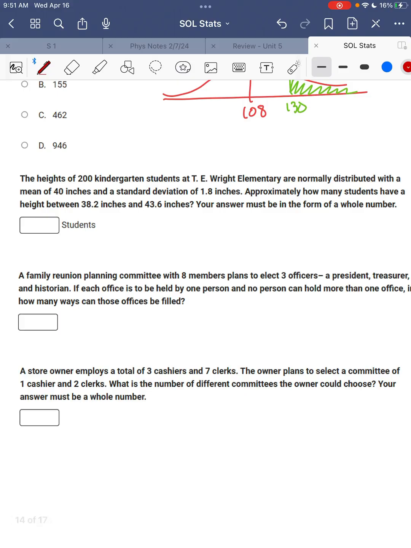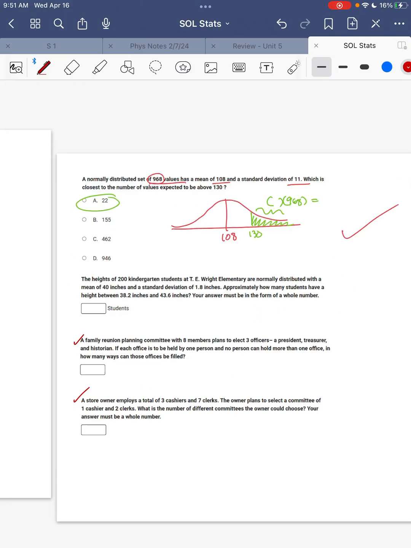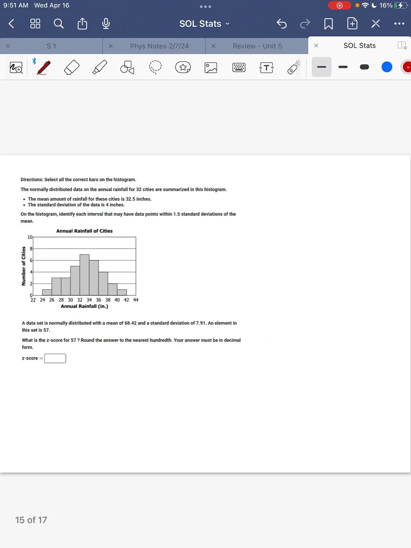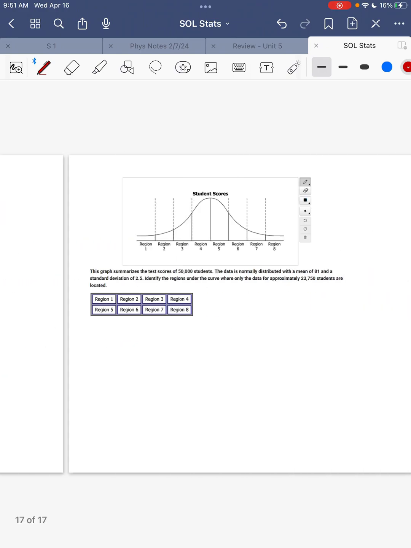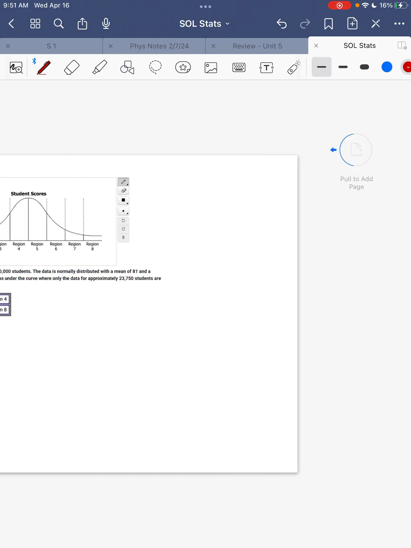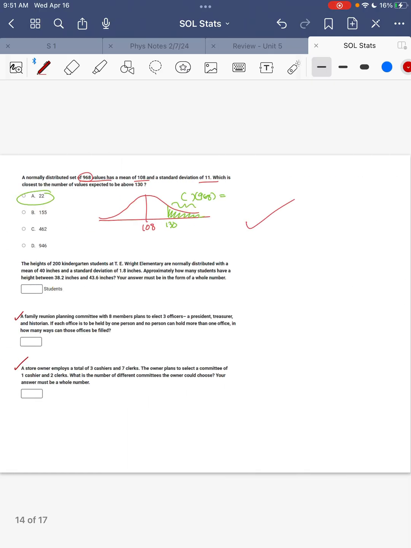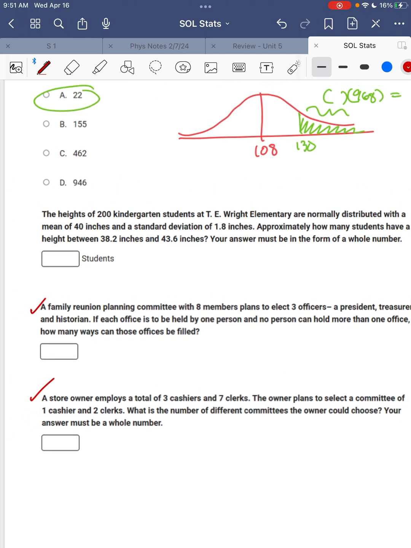I did not realize that this was that too. So I was going for these 2 right here. So I'm going to go do those, and then we'll go back and do the normal distribution ones.